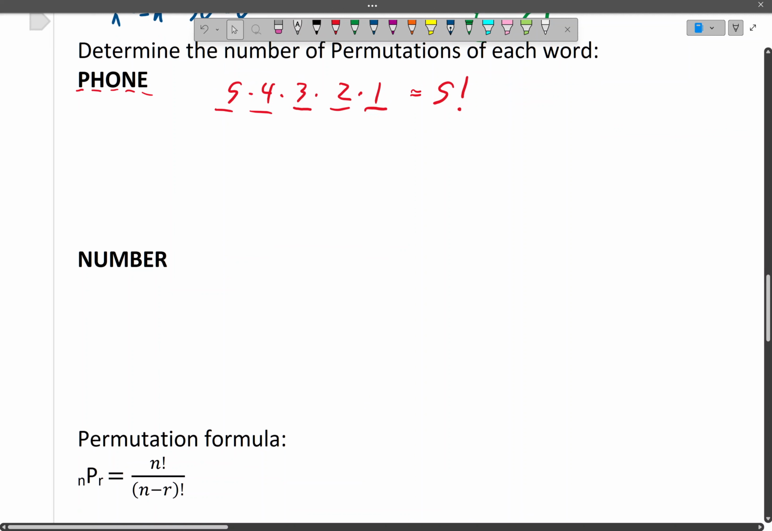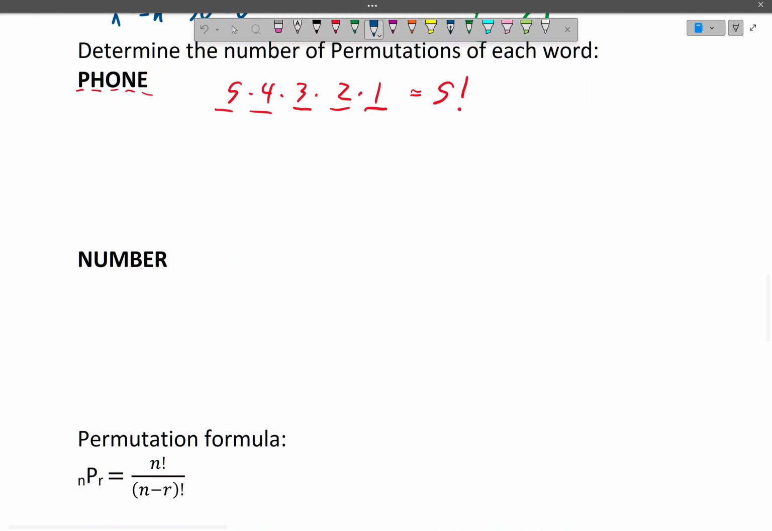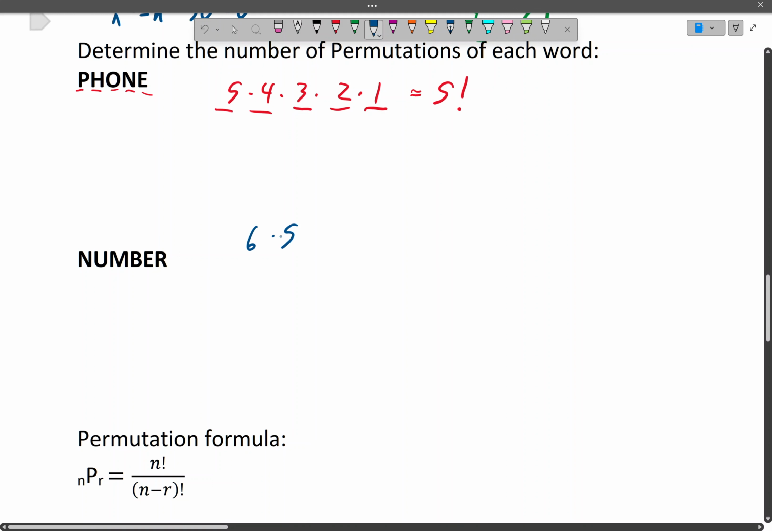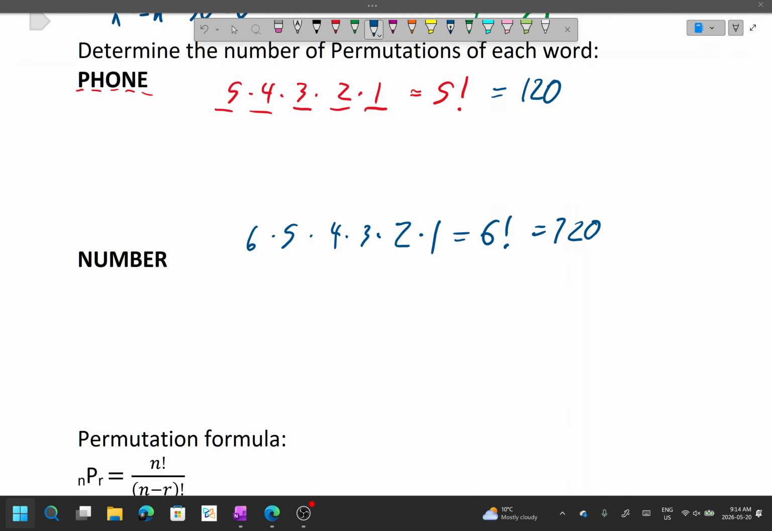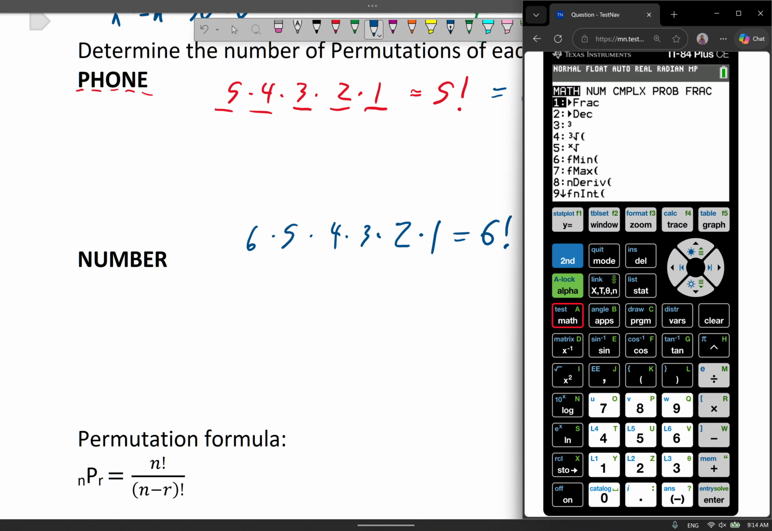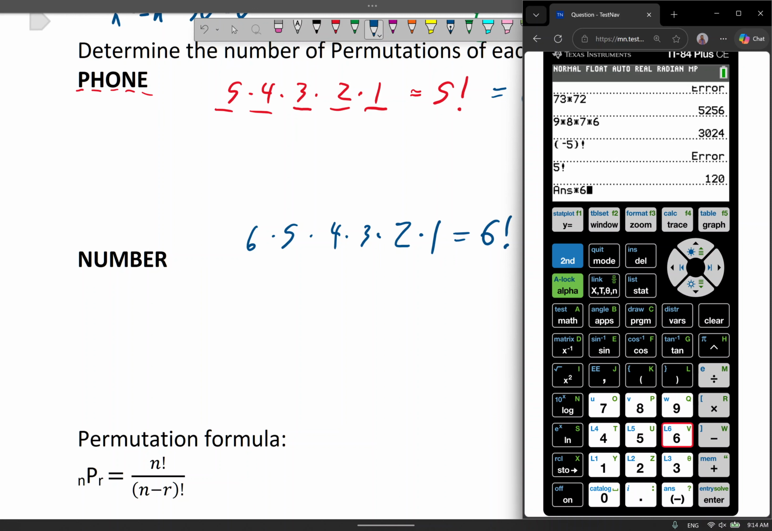Okay, if we go ahead and try the next one, then it would be just 6, 5, 4, 3, 2, 1, or 6 factorial. I believe this is 120 and this one's 720.